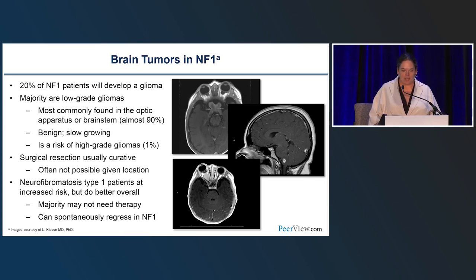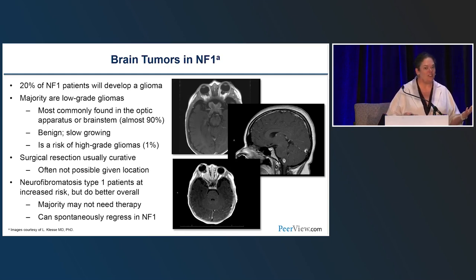These pictures up here show you an optic chiasm glioma, a brainstem glioma, and then one within the orbital tract. They tend to be slow and benign, but there is a clear risk of high-grade glioma development in patients with NF1, particularly in adulthood. Surgical resection for low-grade gliomas would be curative, but brainstem and optic apparatus are not places where surgical resection is really feasible. Patients with NF1 clearly are at higher risk than the general population, but they tend to do better overall.